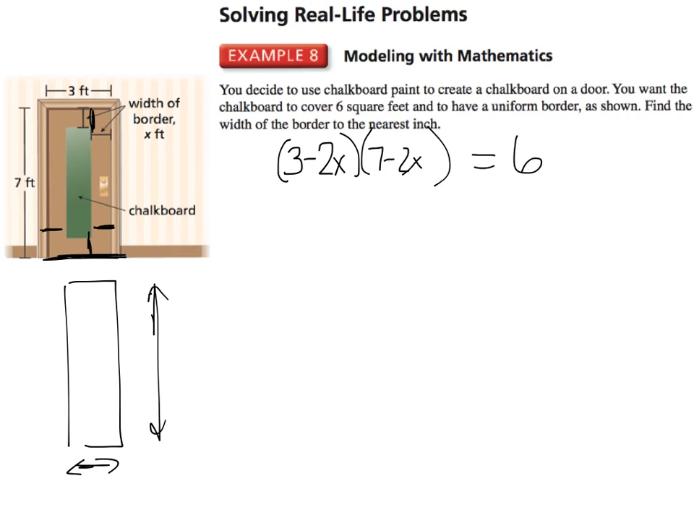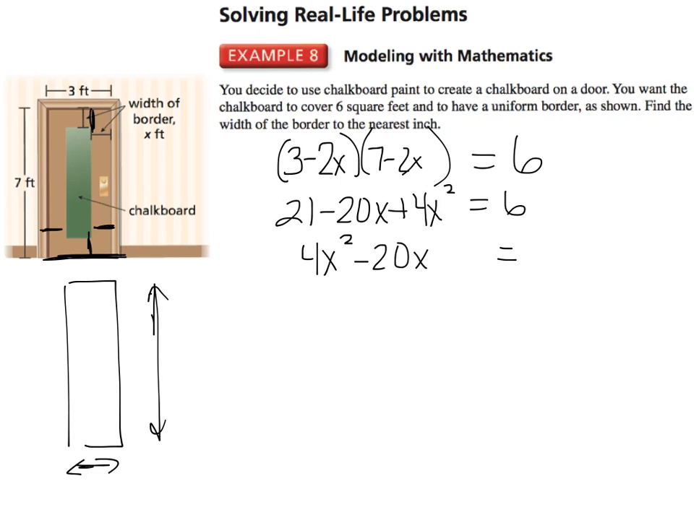I now have to FOIL this. That would give me 21 minus 20x plus 4x squared equals 6. If I'm going to complete the square, I have to put everything on the appropriate sides. So I would have 4x squared minus 20x, and I would move the 21 to the right side. 6 minus 21 would be negative 15. I now have to divide everything by 4. If I divide everything by 4, I get x squared minus 5x equals negative 15 fourths.